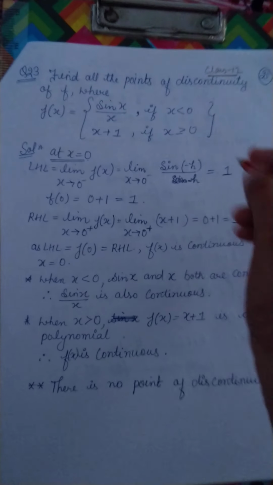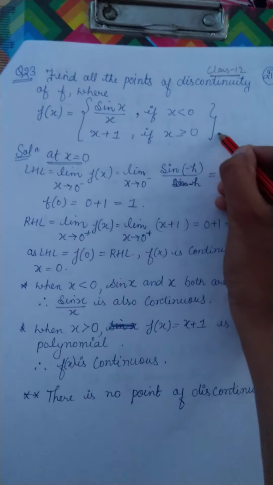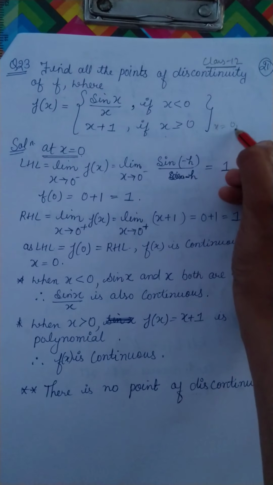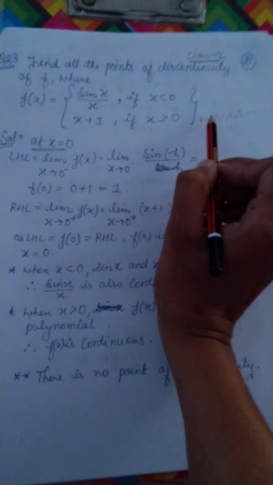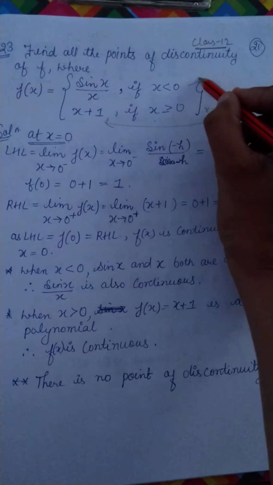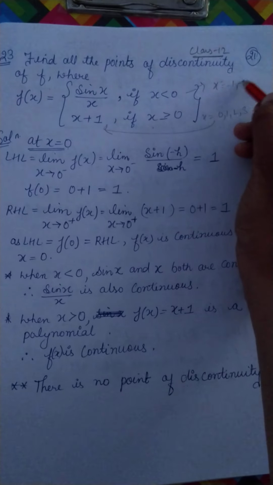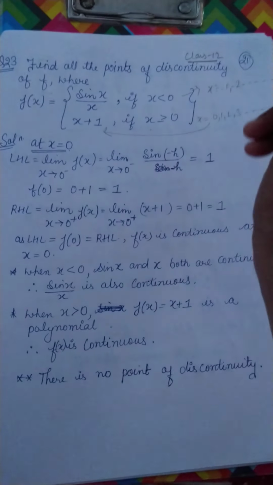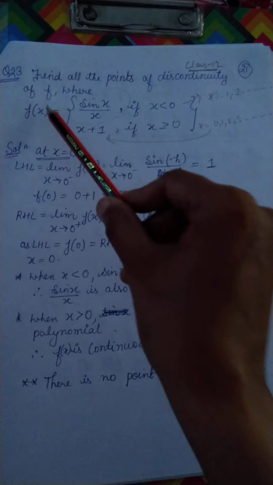Means if x value is equal to 0, 1, 2, 3 and so on, then the function will be defined like this. And if x is -1, -2 and so on, then your function will be defined like sin x upon x.